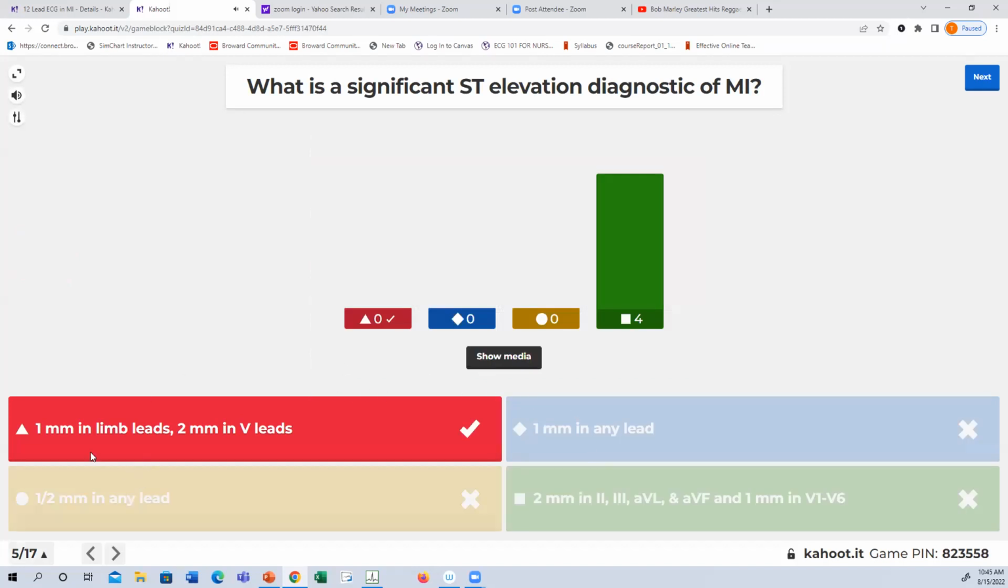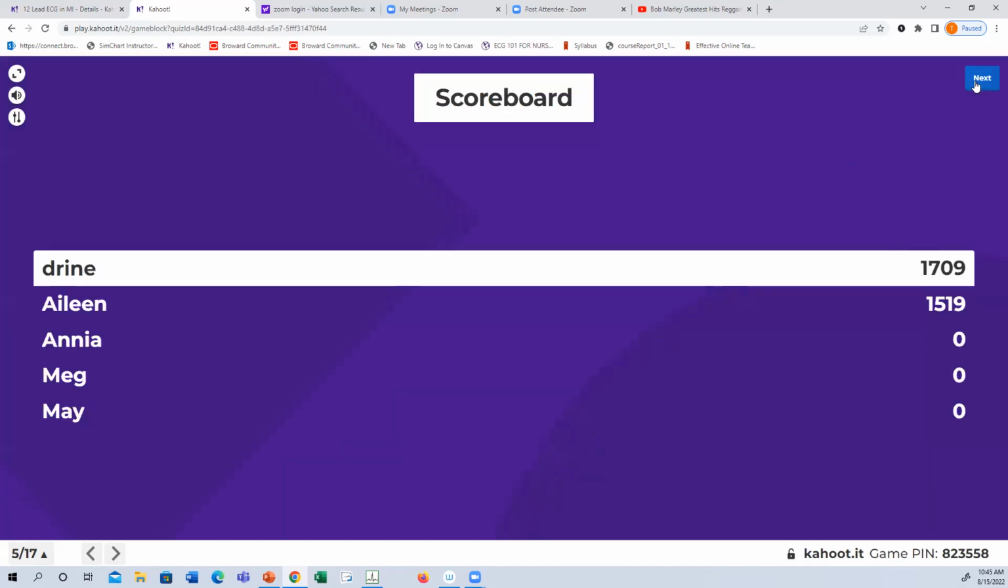All right, the correct answer is 1 millimeter in the limb leads, 2 millimeters in the V leads. Unfortunately, a lot of you thought that it was 2 millimeters in 2, 3, and AVL. These are the limb leads. You only need 1 millimeter. Okay. So let's see. Nobody got that correctly. So nobody is a winner.